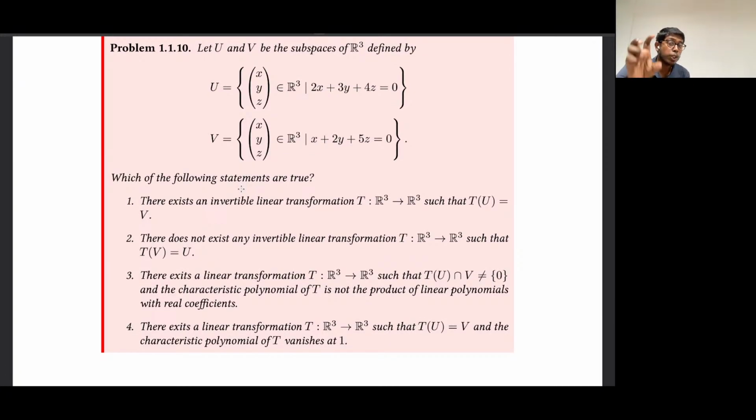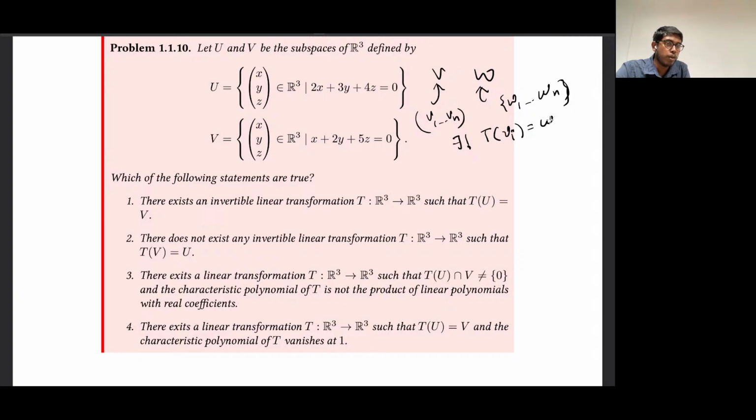So this problem, again, I will solely use the theorem that I told you: if V and W are two vector spaces, and you take a basis V1, V2, ..., Vn of V and choose any n elements W1, W2, ..., Wn of W, then there exists a unique linear transformation T which sends Vi to Wi. This is the thing that I'll be using in this problem.